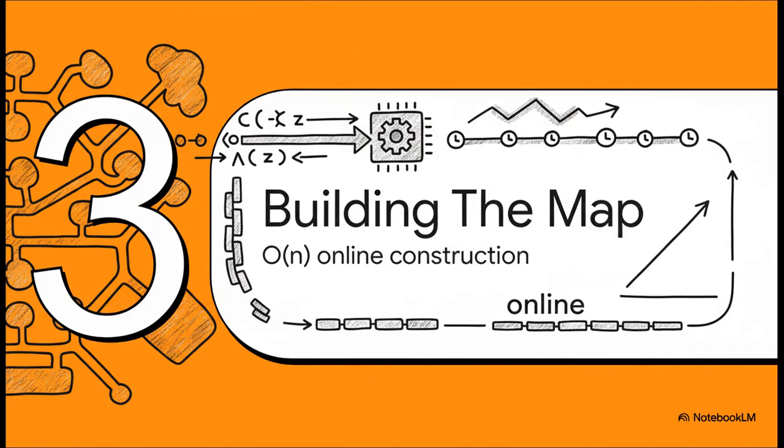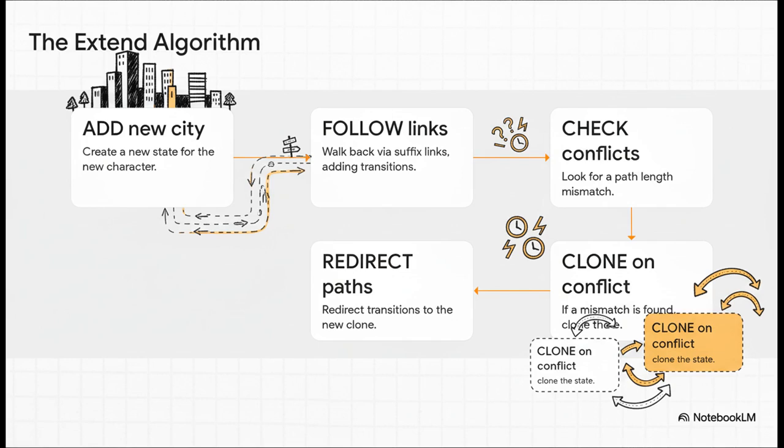So how do we actually build this incredible map? Well, the algorithm is a thing of beauty. It's online, which means we build it one character at a time as we read the string. And the best part, it's ridiculously fast. It runs in linear time. So for each new character we add, we follow 5 basic steps.